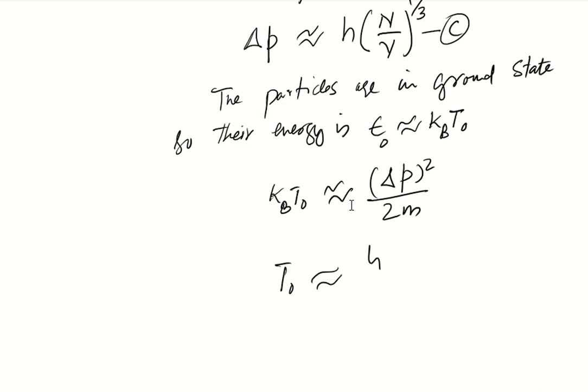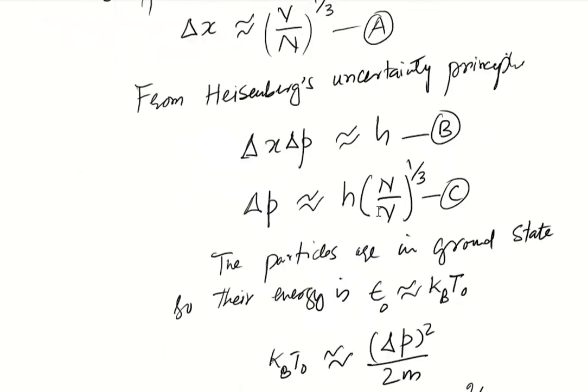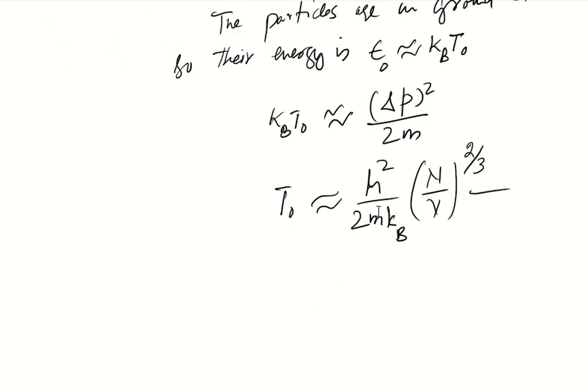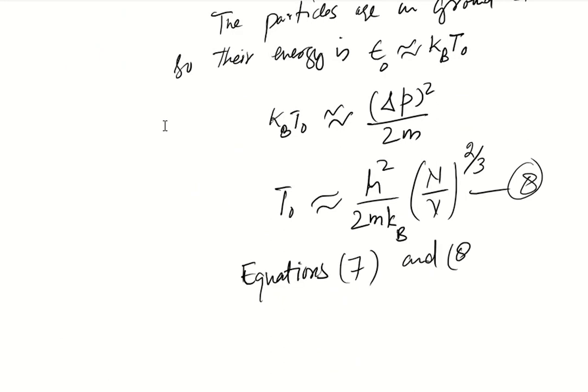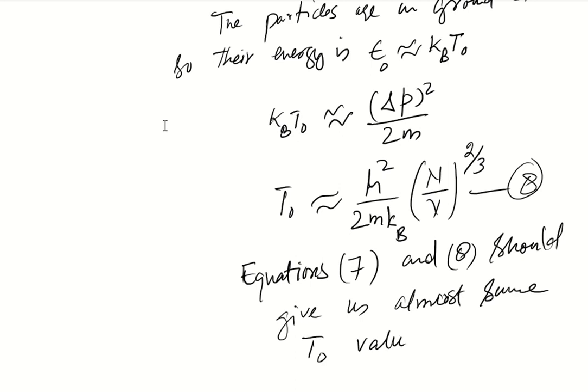We call this equation 8, if you remember the next equation is 8. So equations 7 and 8 should give us almost the same T naught values. So you should go and put various constant values in 7 and then put similar values in 8 and see if it turns out to be the same or of the same order.